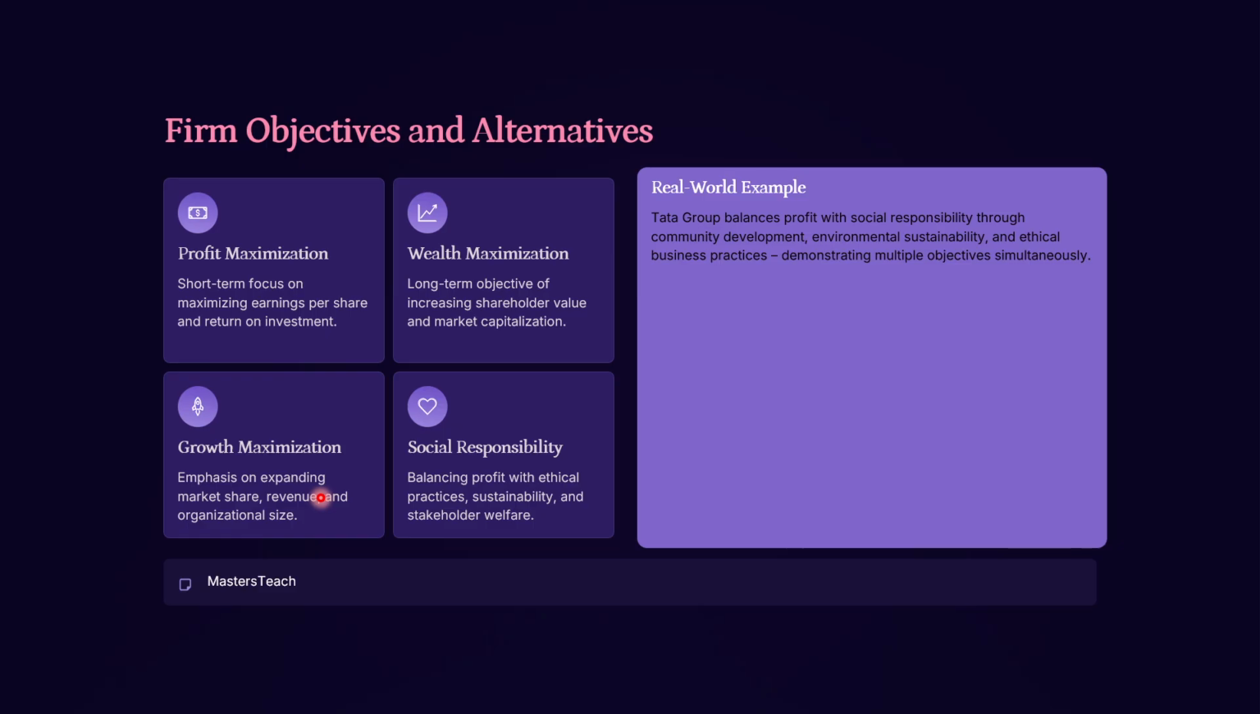Then wealth maximization, increasing the shareholders' value. Growth maximization means expanding the market share, revenue and organization size. Then social responsibility, which is balancing profit with ethical practices. We already discussed corporate social responsibility, CSR, that is related.